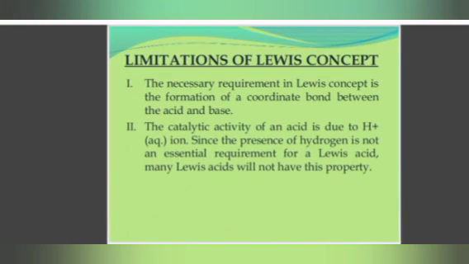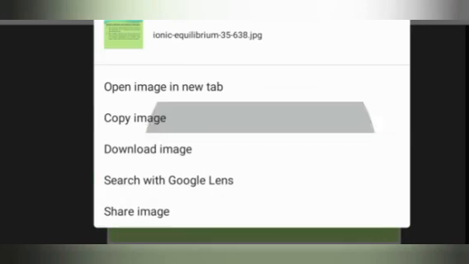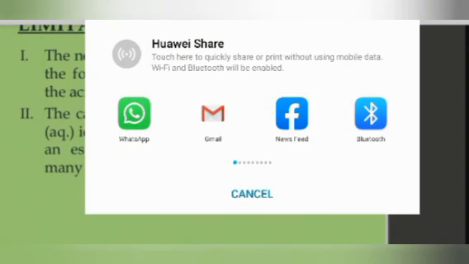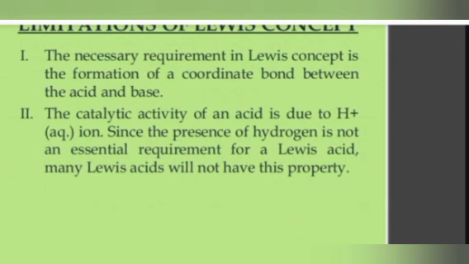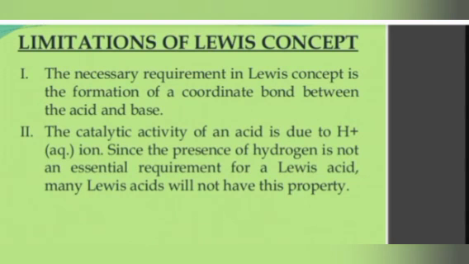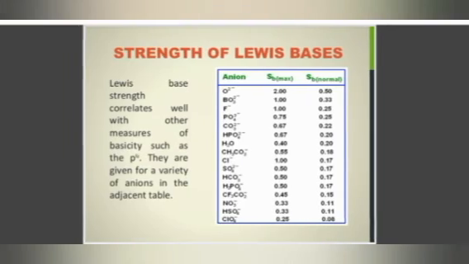Now there are some limitations of the Lewis concept also. The necessary requirement of the Lewis concept is the formation of a coordinate bond between the acid and base. Similarly, the catalytic activity of an acid is due to the H positive ion, since the presence of hydrogen is not essentially required for a Lewis acid. Many Lewis acids will not have this property. So take a screenshot and write the notes.